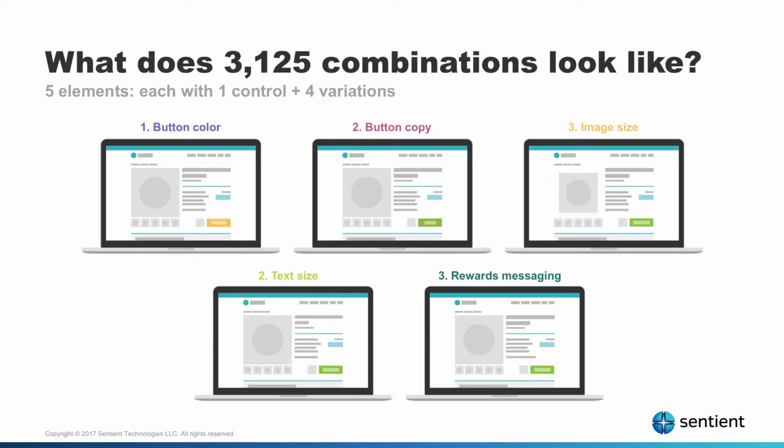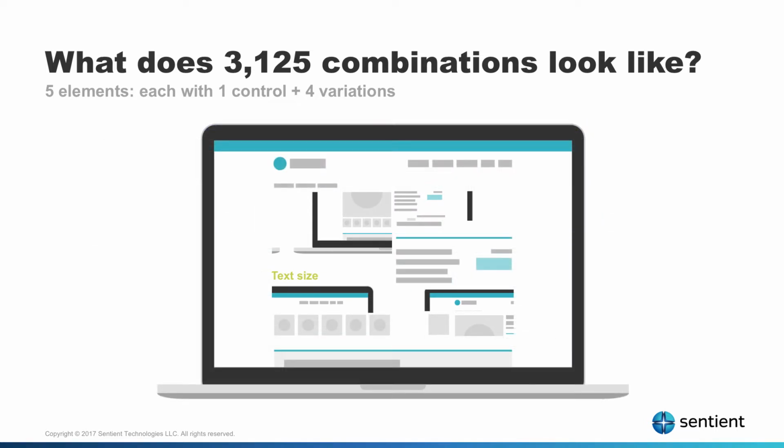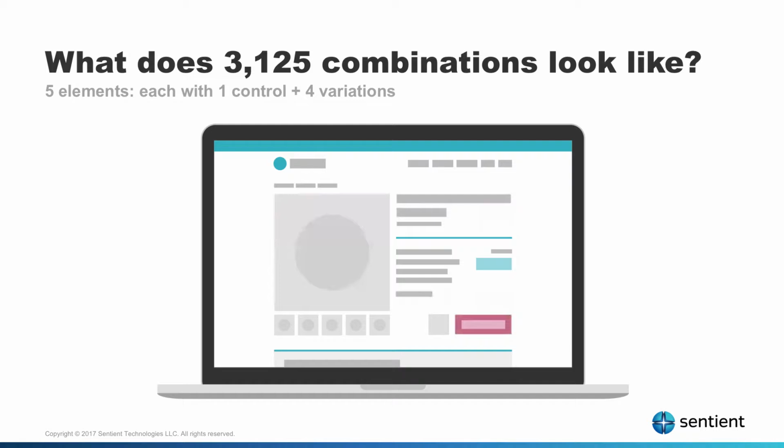And if you visualize those elements changing on the page and what that looks like, for example, the button color, the button copy, the image size, text size, rewards messaging, you can QA and preview these in the system before you actually deploy your experiment, so you can make sure everything meets branding guidelines, etc. And you'll be able to view it as one page as you're previewing it in the system.